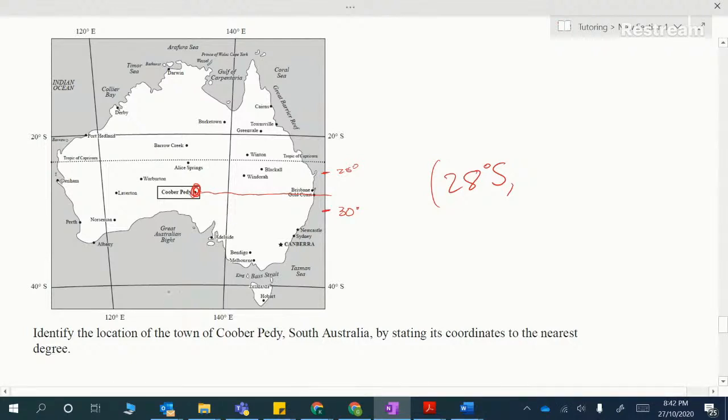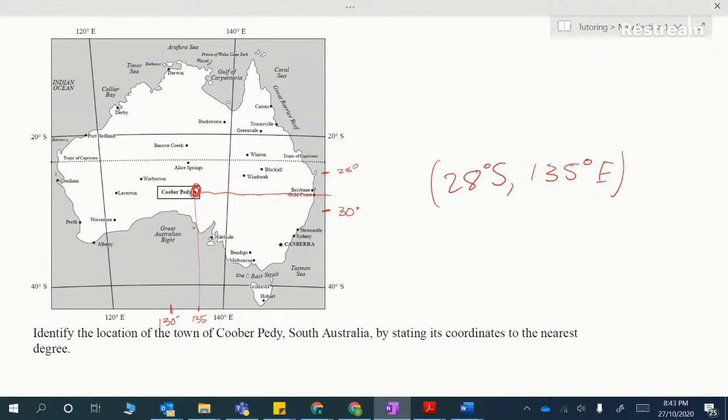Okay, so now I'm doing longitude. I'm going to look at about halfway, must be 130 there. And then halfway again would be 135. And that actually looks kind of bang on. Okay. So that's your latitude and longitude. Once again, if you put 134 or 136, you would also get that correct. So there's a plus or minus 1 degree allowance there.